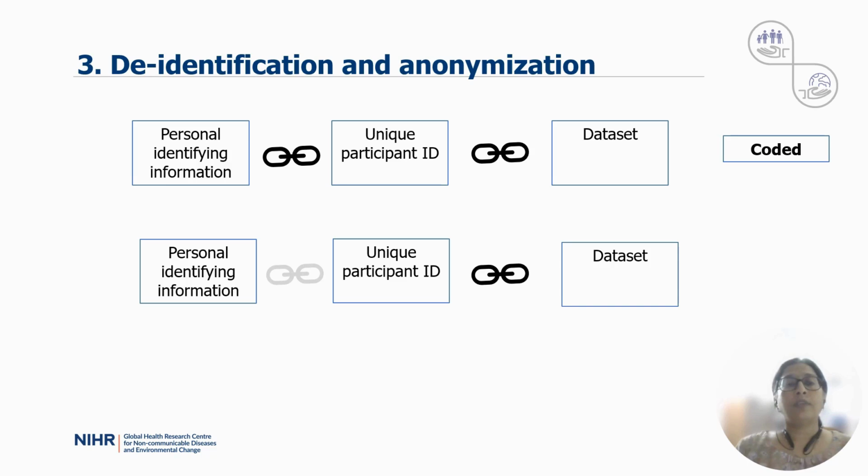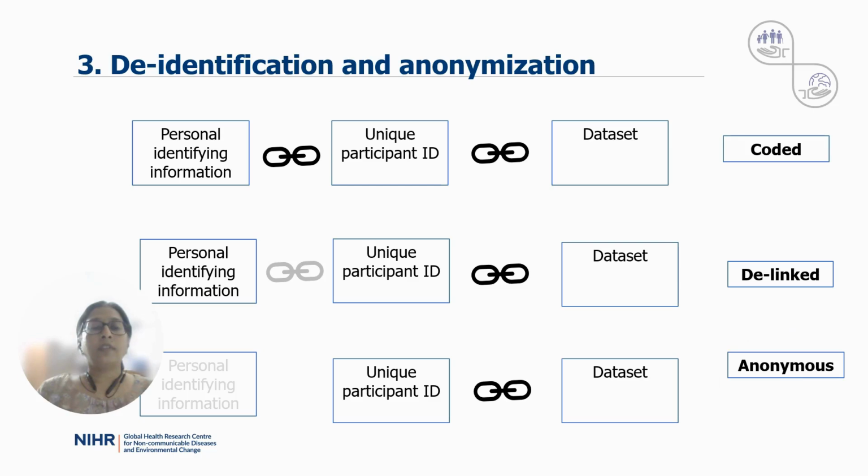Let us say that you have personal identifying information, but you have not linked it with the data set and the unique participant ID. So this becomes de-linked data. And this is what typically you do when you collect personal identifying information: you de-link the data before you send it to a different audience, a different group in your research team.